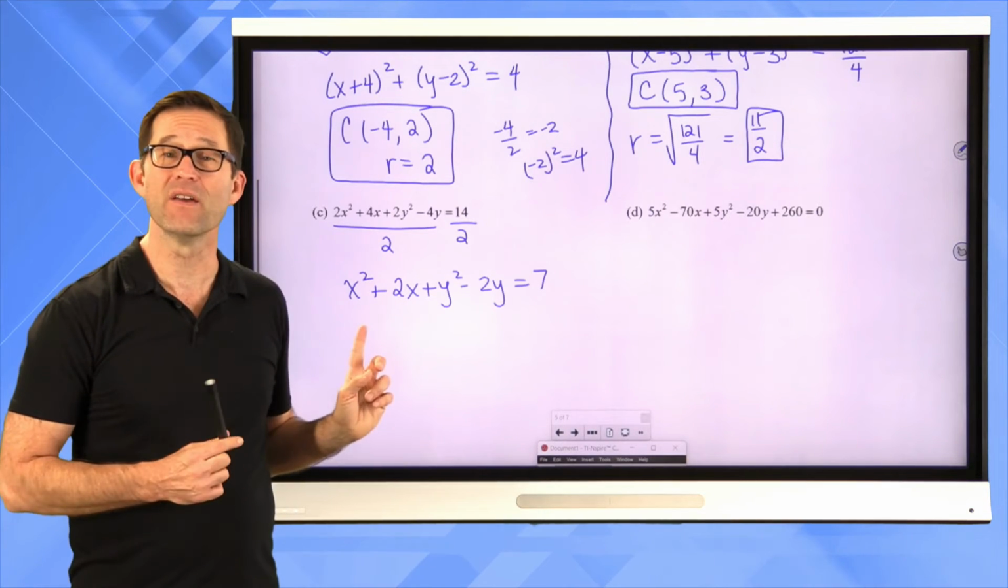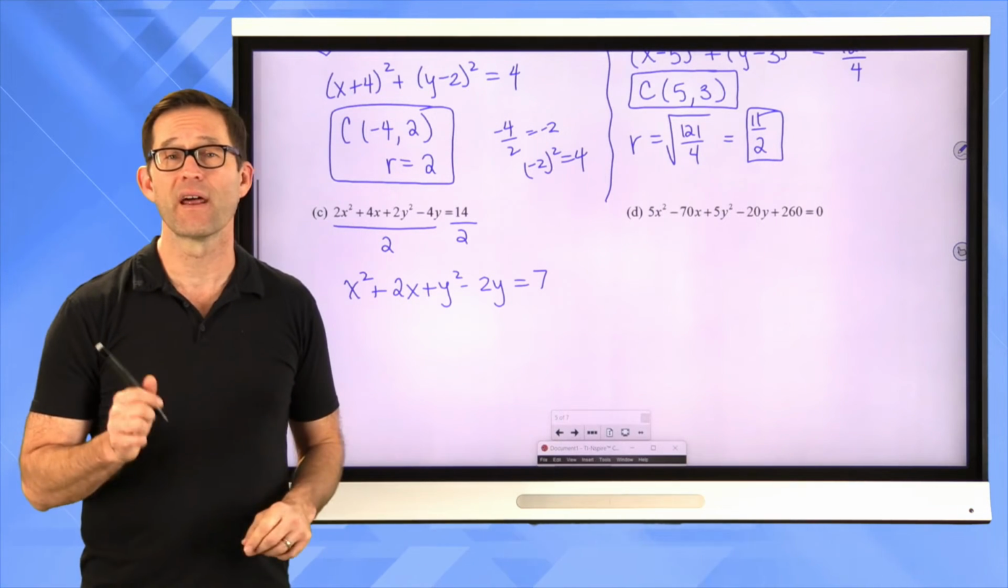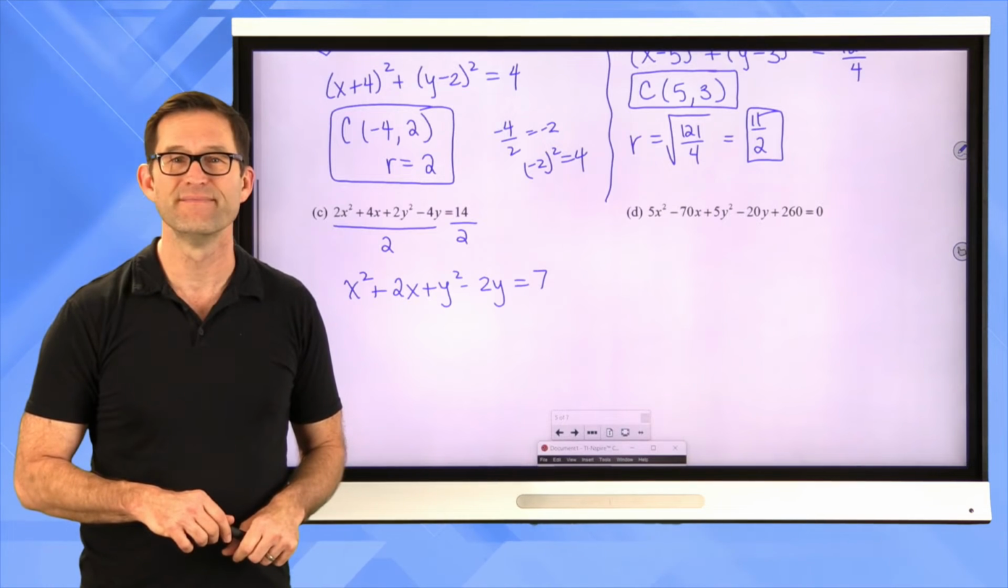Pause the video now and see if you can complete the square on this and identify its center and its radius.